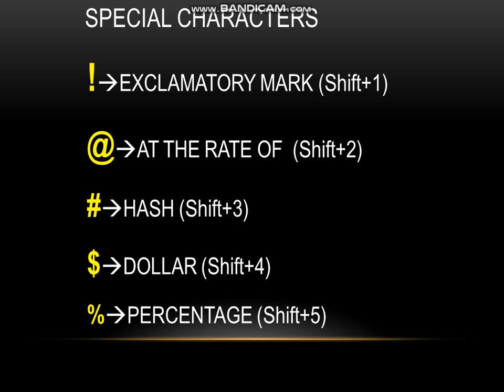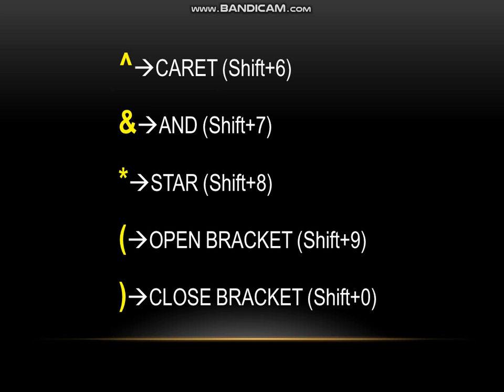So for this keyboard we have to take shift plus 1. Okay, shift plus 1. If you press, you will see the exclamatory mark. Then the second one, at the rate, hash, dollar, percentage: shift plus 3, shift plus 4, shift plus 5. Similarly, shift plus 6, if you press, gives caret, shift plus 7 and shift plus 8 star, or also will set. And this is shift plus 9, open bracket, and shift plus 0.